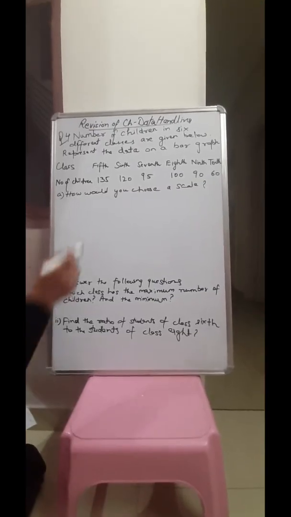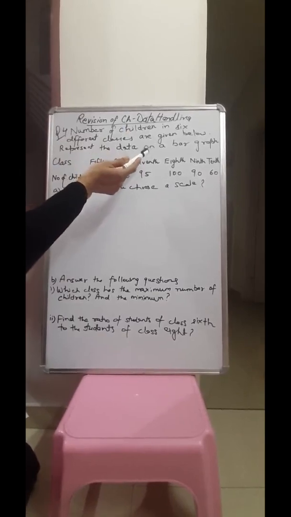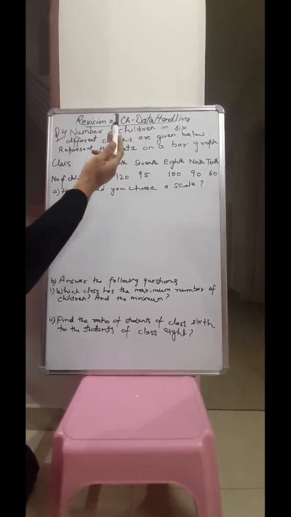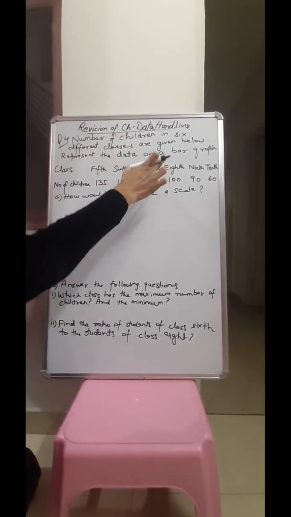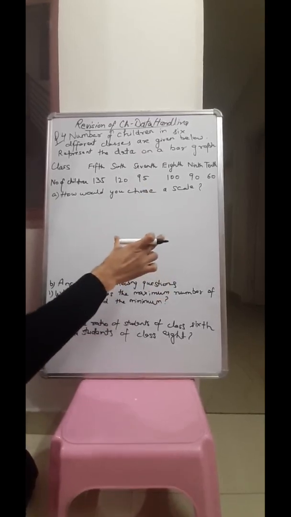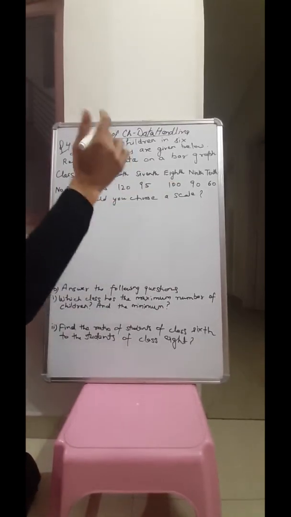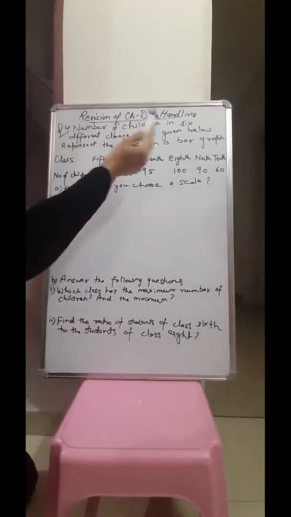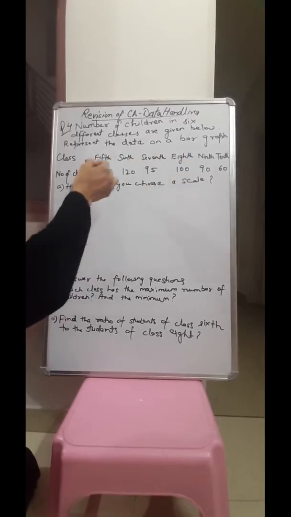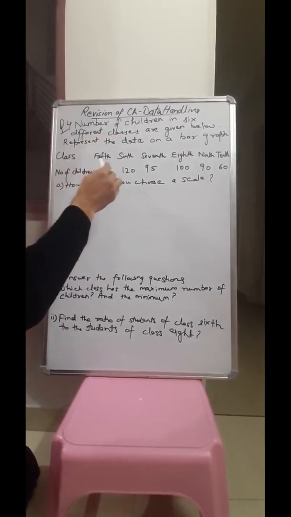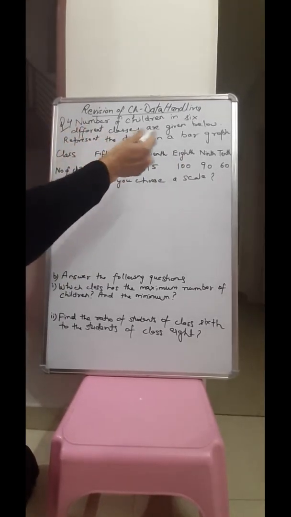So students, this is the question based on your bar graph. A bar graph question will be coming in your final exams, so we are going to discuss a bar graph question. You all have to draw this bar graph. You have to take a bar graph copy and draw the bar graph in that copy. The question is, the number of children in 6 different classes is given below. Here in this table we have been given the class and the number of children in each class, and we have to represent the data in a bar graph.